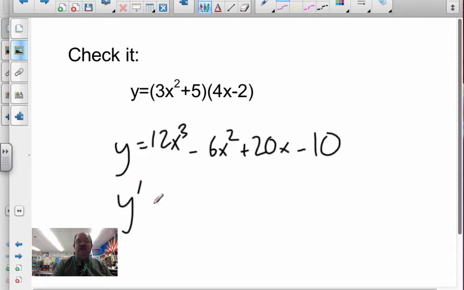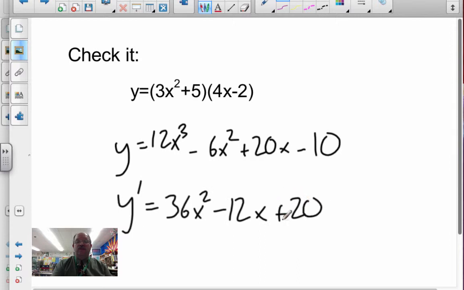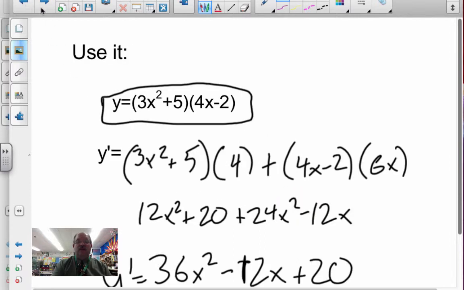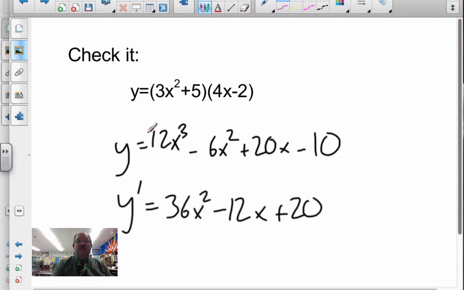Using our standard rules, the derivative of 12x cubed, what's that turn out to be? 36x squared minus 12x plus 20. Does that look familiar? It does. It's the same thing. So, yes, you could do this sometimes, and it depends on which way you're faster.